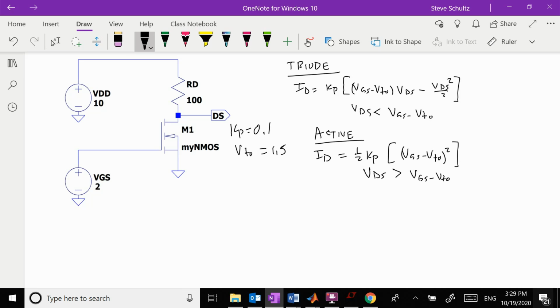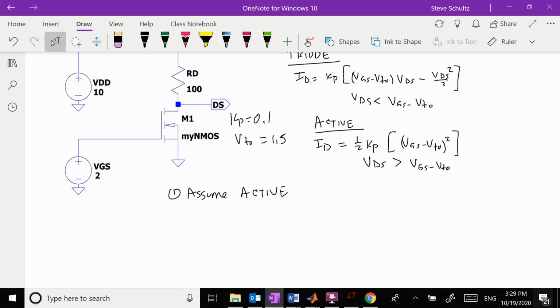Looking in here, I don't know what my current is, and if I don't know my current, I don't know what my VDS is, so how do I know which regime it is to start off? What we have to do is first assume that it's in active, and then solve from there. When it's in active, you can see using this equation that it's completely independent of VDS. So I can just calculate ID directly.